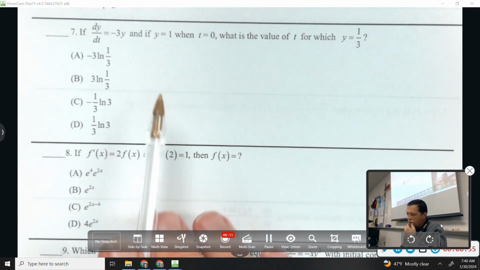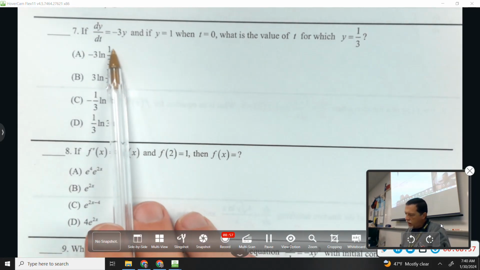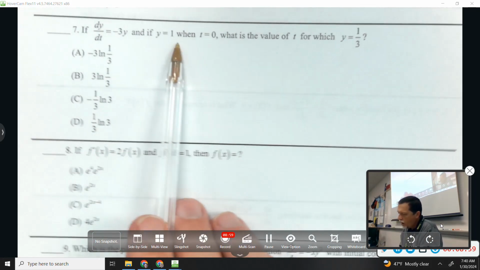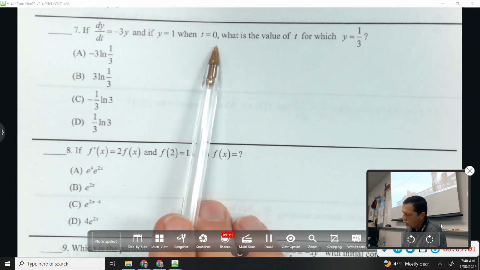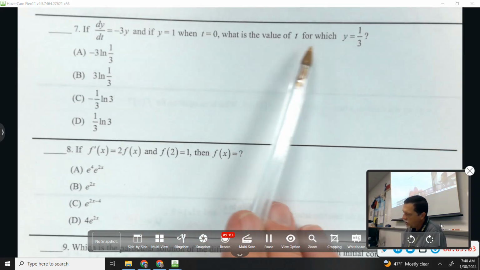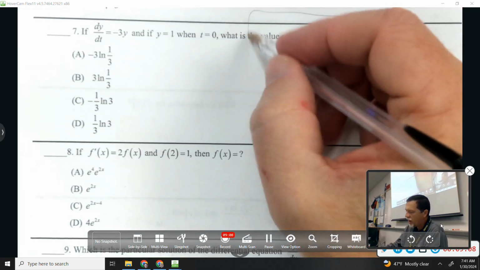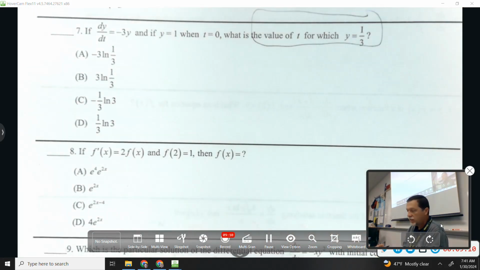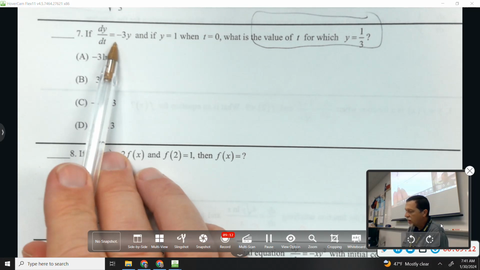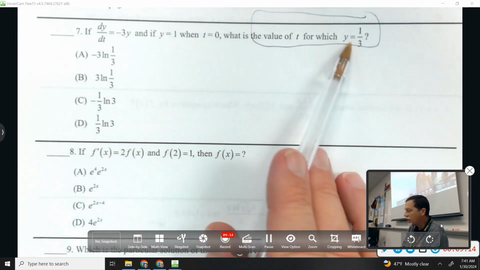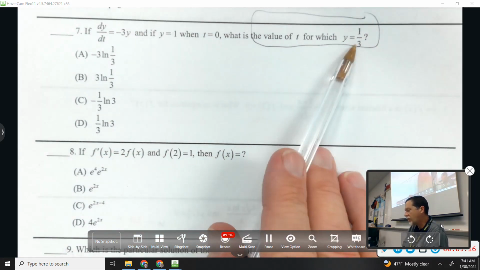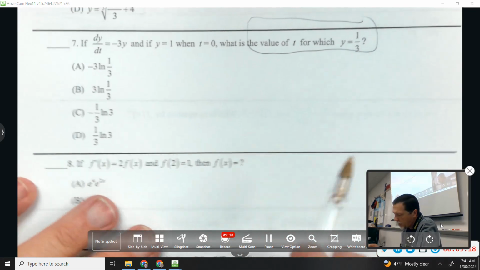Number 7. dy dt equals negative 3y. If y equals 1 when t equals 0, what is the value of t for which y equals 1/3? So basically they're tacking on an extra algebra step at the end. So I have to separate and integrate, solve for c, and then plug in y equals 1/3. So it's an extra algebra step at the very end of this thing.